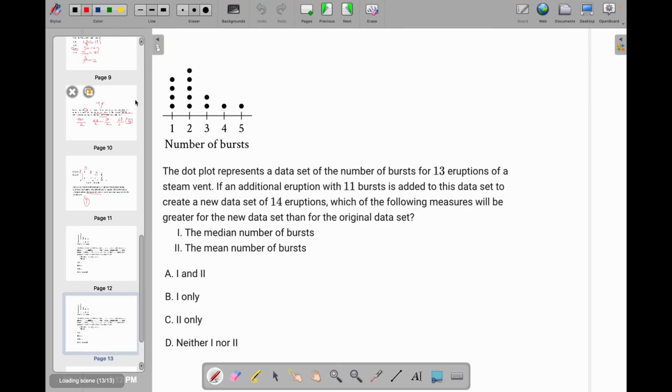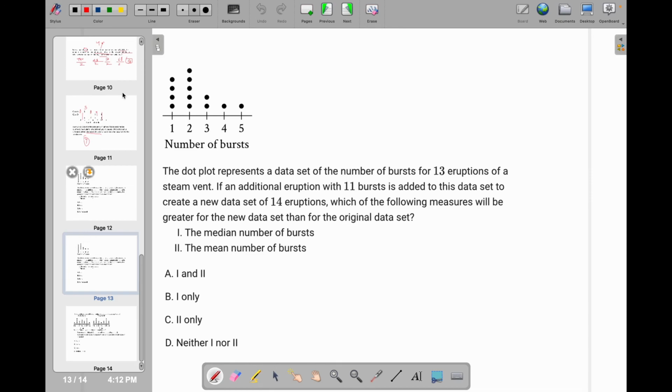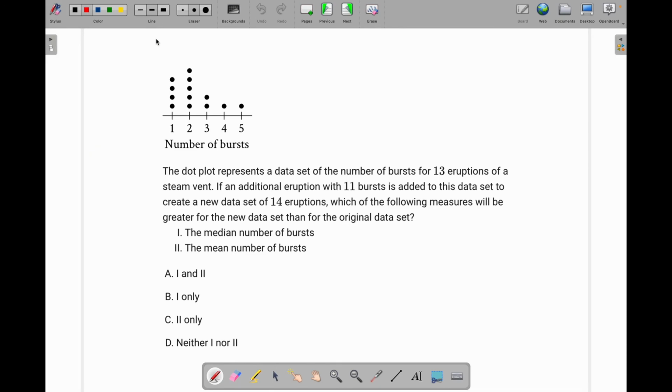Alright. Now let's go over this one. I'll give you a second to pause and read over this, then let's go over it. Hopefully attempted. Let's look at this.